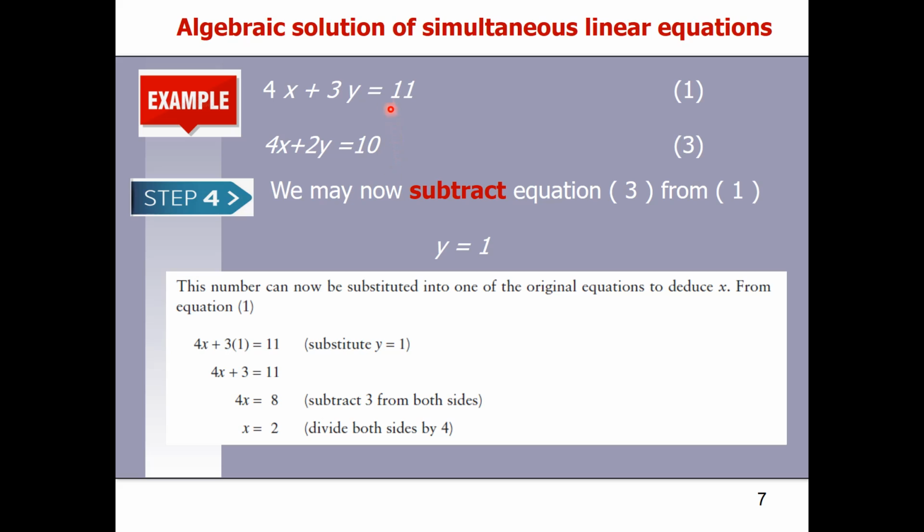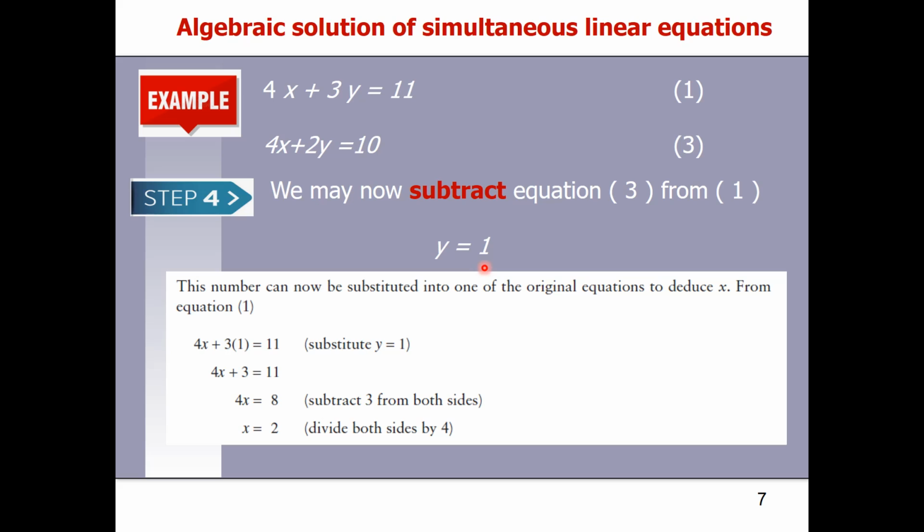Now, in equation number 1 and equation number 3, both coefficients of x are the same. Now, let's subtract equation 3 from equation 1. If you subtract here, 4x minus 4x is 0, 3y minus 2y is 1y, equals 11 minus 10 is 1. So by eliminating the x term, we found the value of y. So y equals 1.